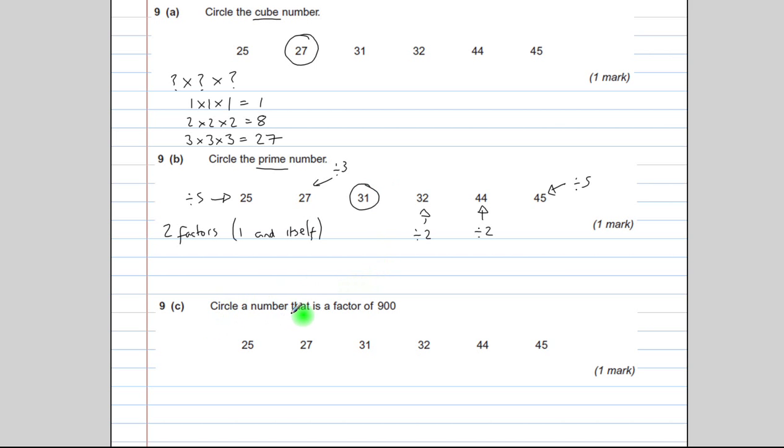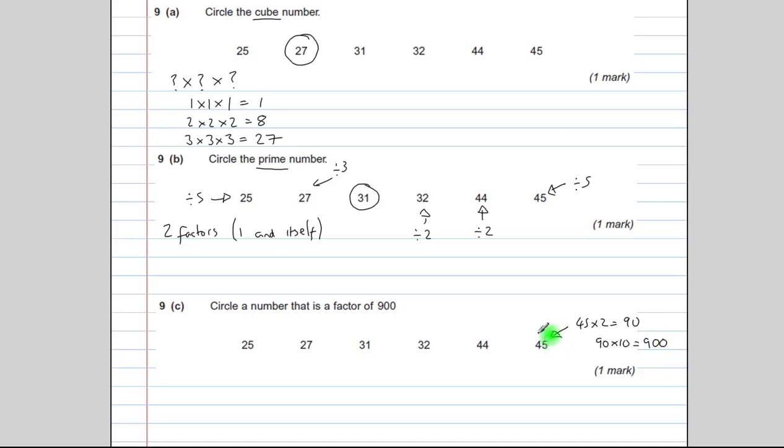Question 9, part C. Circle a number that is a factor of 900. Well, 900 is quite a big number and you might not really be expected to know any of the numbers that go into it straight away. But if we think about it, 45 goes into 90. So 45, it goes in twice. So 45 times 2 is 90. And 90 goes into 900 because 90 times 10 is 900.